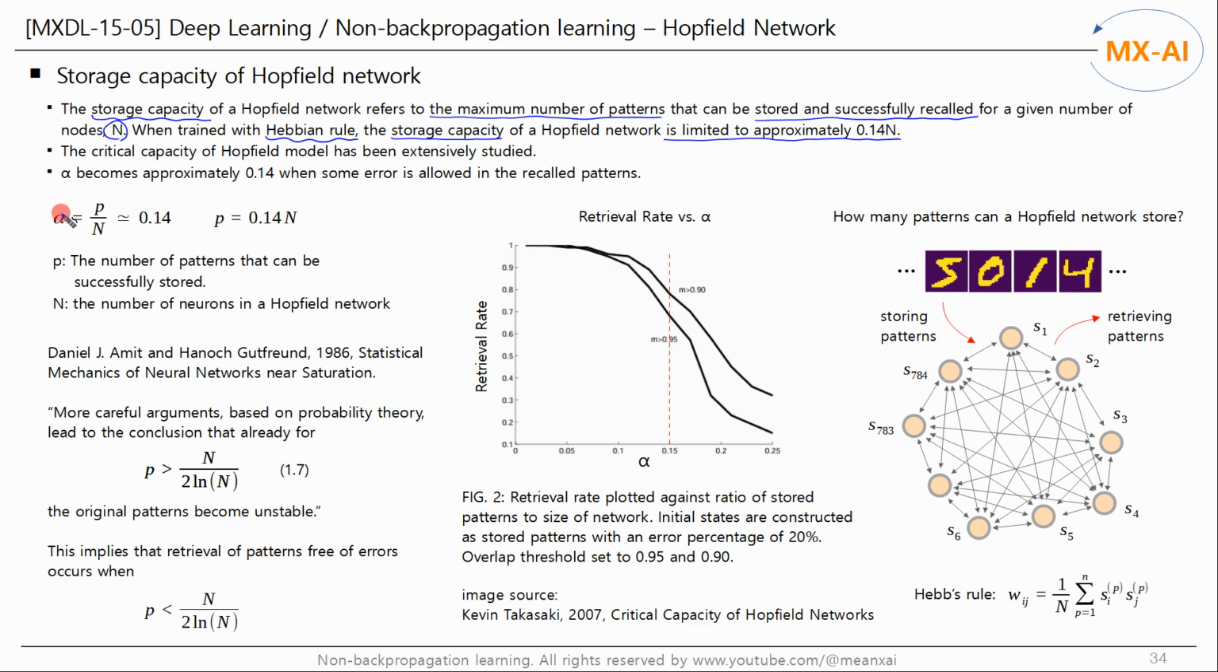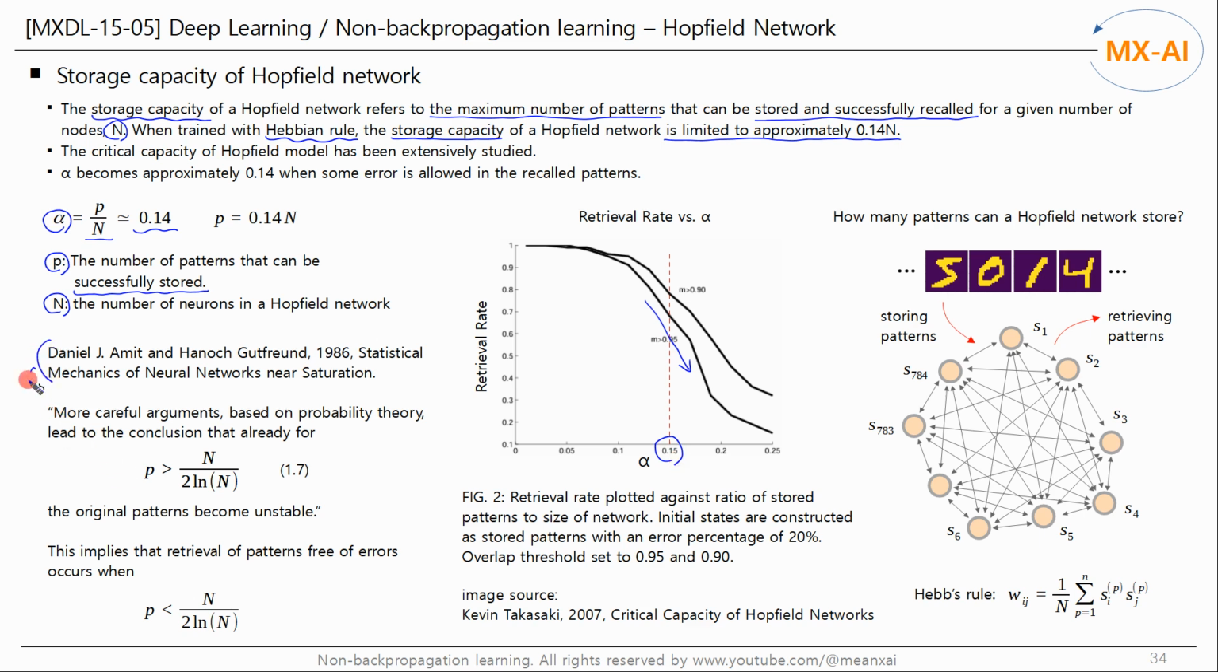Many studies have shown that when alpha is defined as p over n, alpha is approximately 0.14. Here, p is the number of patterns that can be successfully stored and retrieved. And n is the number of neurons in the Hopfield network. In this figure, we can see that the retrieval rate drops sharply when alpha is around 0.15.